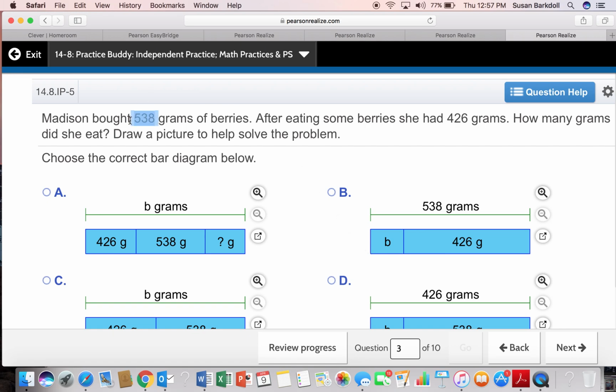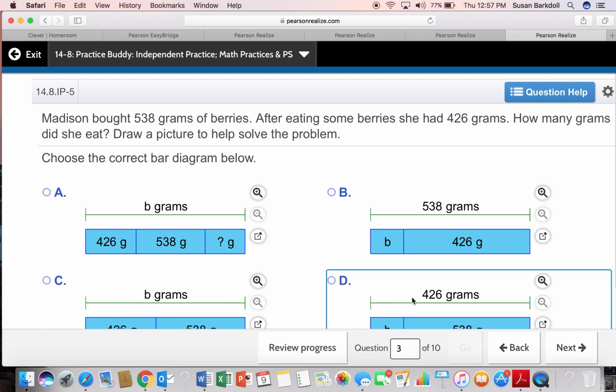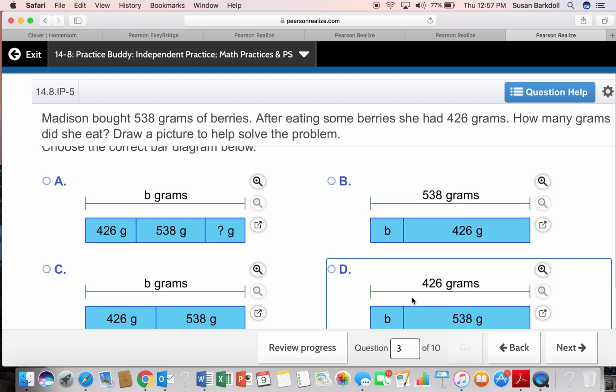538 is the total number. So we're looking for 538 at the top. So B is a bad guess. A is a bad guess because we need 538 at the top of the bar diagram. C is not a good choice because it does not have 538 at the top. D is not a good choice. It does not have 538. So the correct answer is going to be B. We have the 538 at the top, 426 below it, and the unknown number down below.